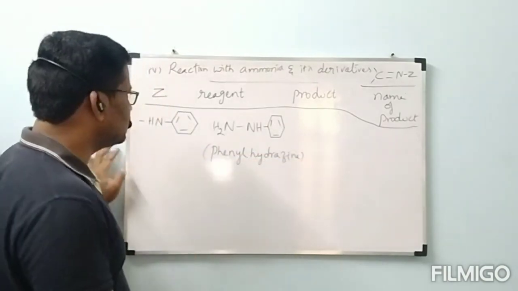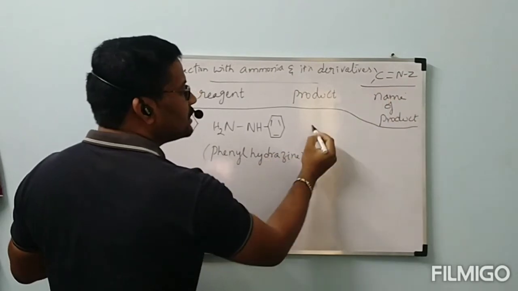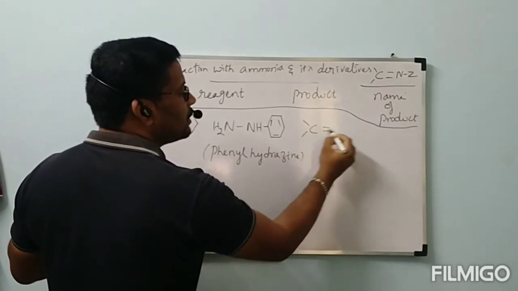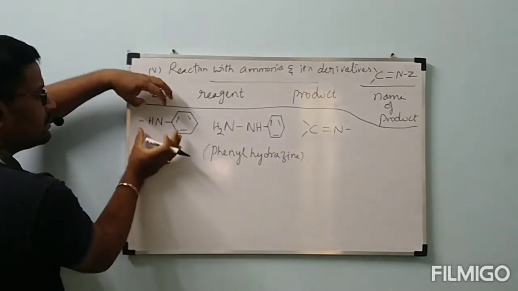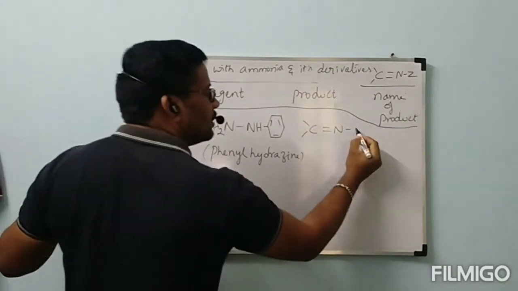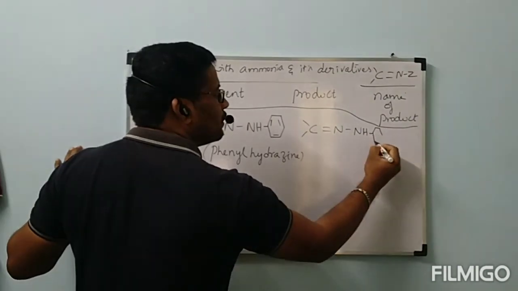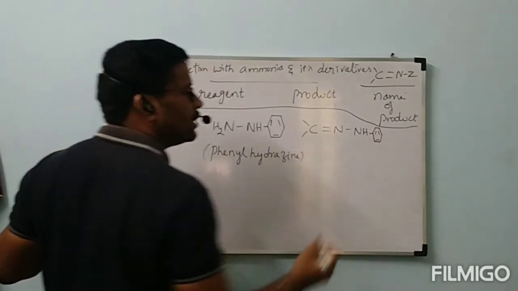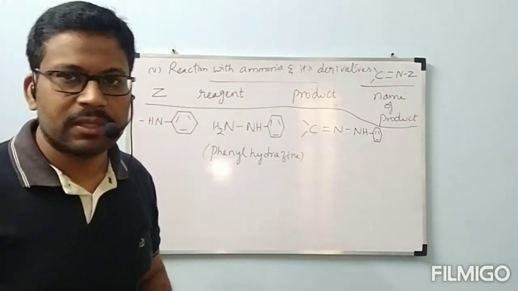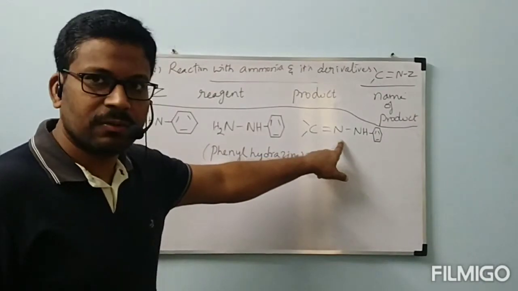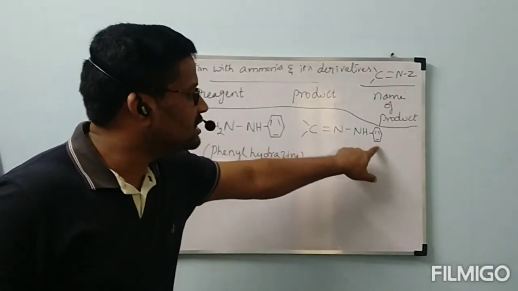Now, what is the reaction? What is the product? Here, this common product, C double bond N. After that, same only. What is the Z? This one. Then NH phenyl. You can write a little bit elaborately, no problem. I think it is visible for you. C double bond N NH. This is the phenyl group.